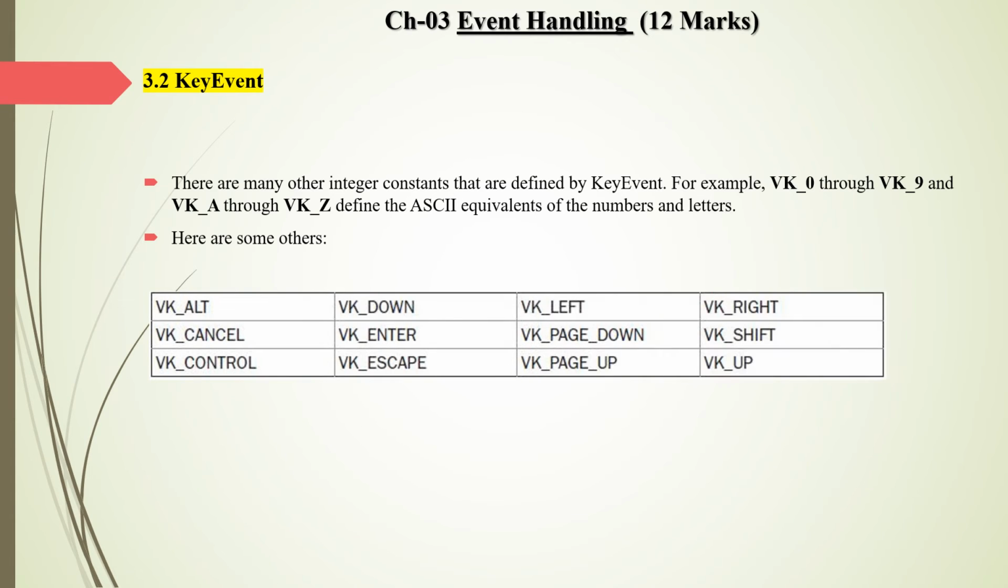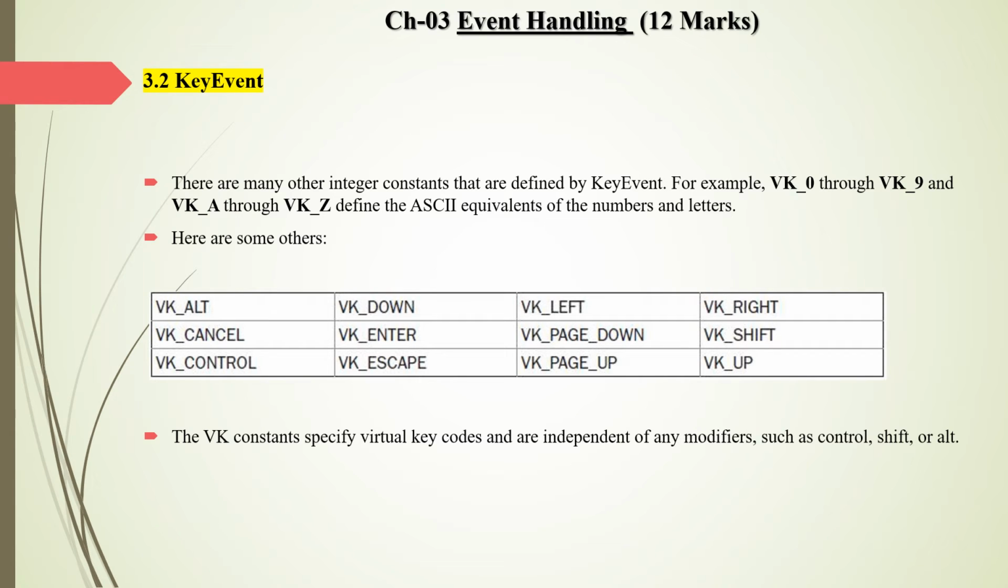Here are some others like VK_ALT, VK_DOWN, VK_LEFT, VK_RIGHT, VK_CANCEL, VK_ENTER, VK_PAGE_DOWN, VK_SHIFT. Similarly, these are all keys on the keyboard. So VK underscore the name of the key, like ALT, DOWN, are different constants regarding the key event. The VK constants specify virtual key codes and are independent of any modifier such as Control, Shift or Alt.